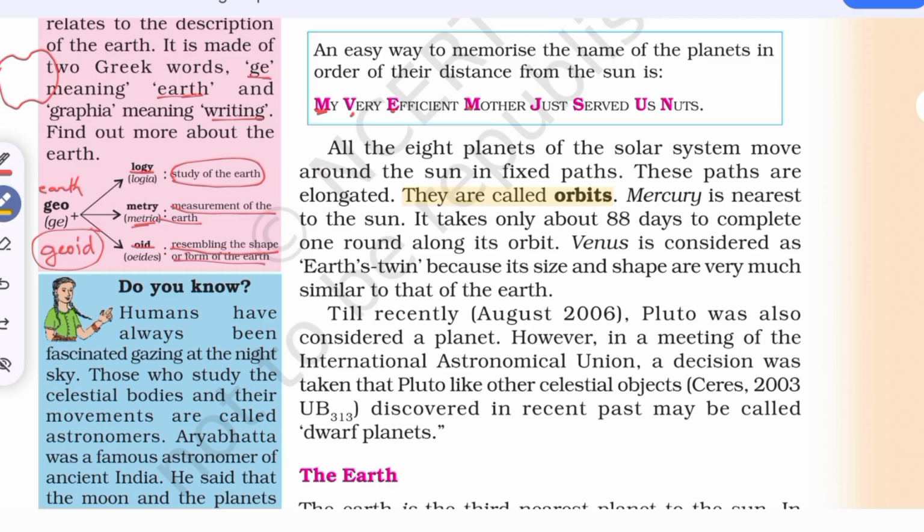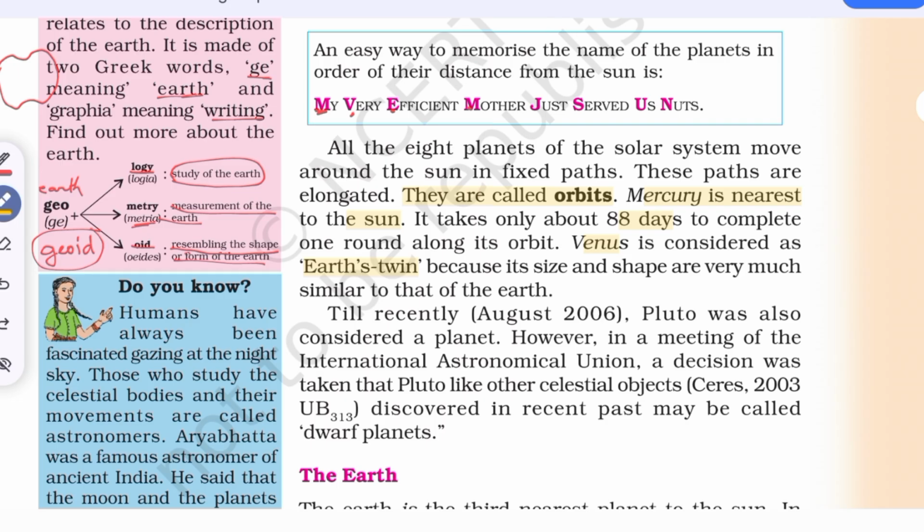Mercury is the nearest to the sun. It takes only 88 days to complete one round of its orbit. Venus is considered Earth's twin because its shape and size are very similar to the Earth. Which planet is Earth's twin? Venus. Venus is the Earth's twin.